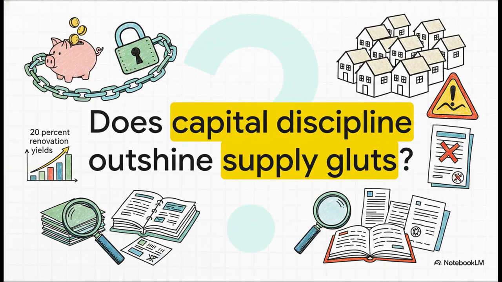So, as we wrap up this operational deep dive, the ultimate question you have to answer for your final valuation model is this. Does their strict capital discipline, low leverage, and that incredible 20% renovation yield provide enough margin of safety to outshine the very real regional supply gluts and regulatory threats? You've got the hard fundamental data pulled straight from the source. Now it's time to build your assumptions.